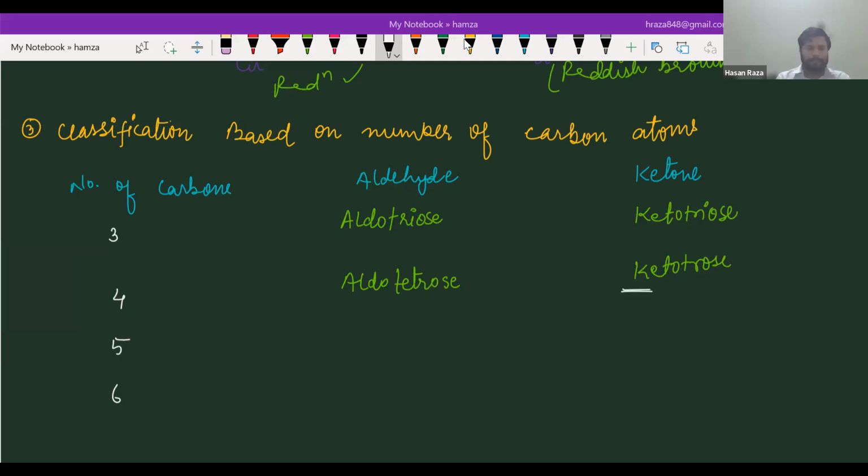Everyone done with this? What is the name of this fifth rose? What will be the name of this aldohexose? What will be the name for keto? It will be ketopentose, and at the last, it will be ketohexose. Yes or no? Yes, sir. Please write it.